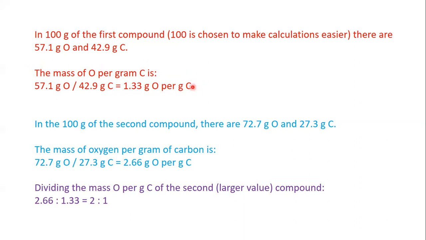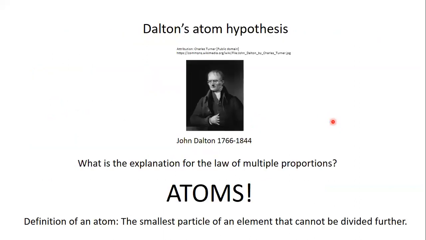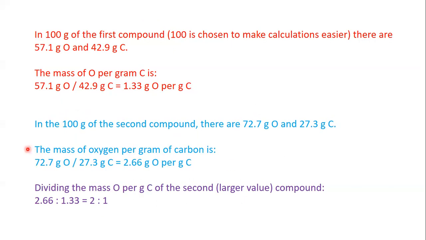Now let's do the same calculation for the second compound. If we assume that we have 100 grams of our second compound, then this would mean that we would have 72.7 grams of oxygen and 27.3 grams of carbon. So what is the mass of oxygen per gram of carbon in this compound? It's 72.7 grams of oxygen over 27.3 grams of carbon, which is 2.66 grams of oxygen per gram of carbon.